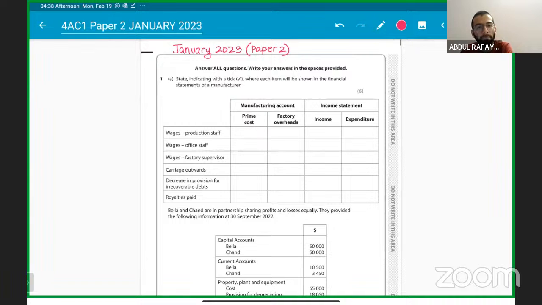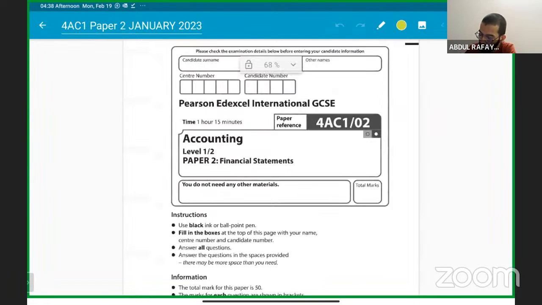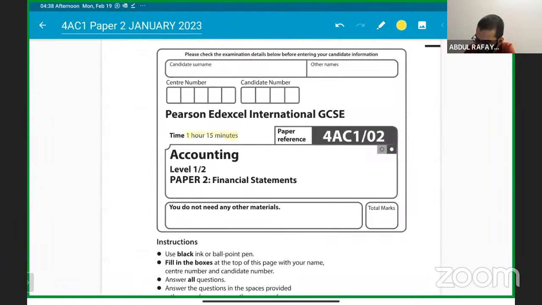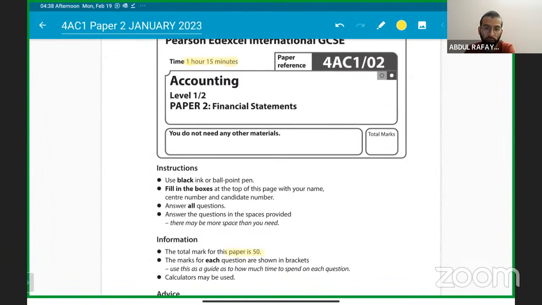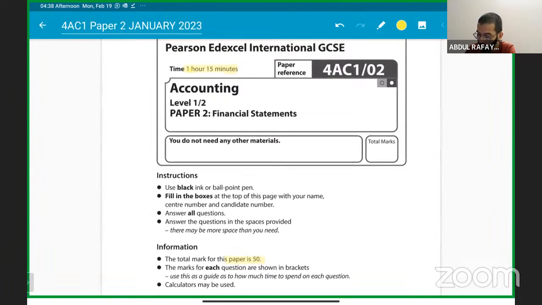We need to understand that this paper is for 1 hour 15 minutes, and the total marks for the paper is 50. So the paper will have 50 marks and 1 hour 15 minutes.